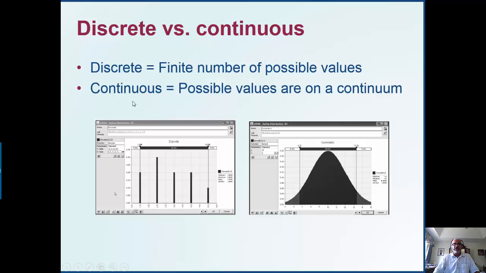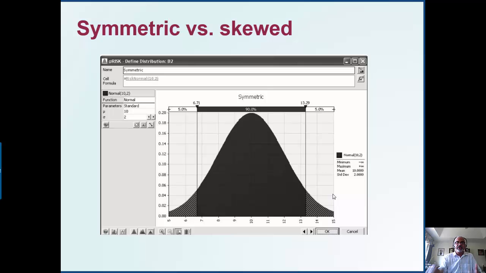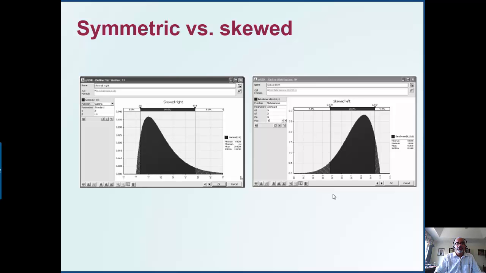Then what we have is a continuous distribution. So when you look at this shape, you can see that this looks like a normal distribution, and normal distribution is a continuous distribution. So that is discrete versus continuous. Now symmetric versus skewed. So this here is a normal distribution. It is symmetric because around the center the left side and the right side are mirror images, and so it is a symmetric distribution as opposed to skewed distribution.